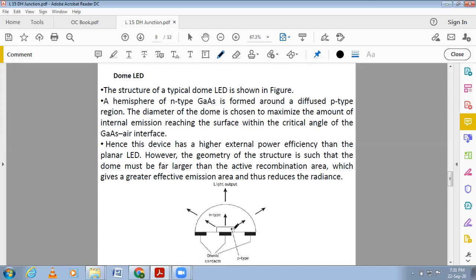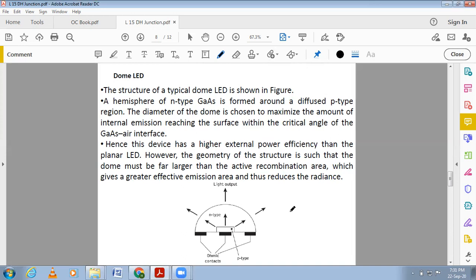So any light that is emitted will go in all four directions, so this dome area is also covered as much as possible here. Hence, this device has a higher internal power efficiency than the planar LED. However, the geometry of the structure is such that the dome must be far larger than the active recombination area, which gives a greater effective emission area and thus reduces the radiance.